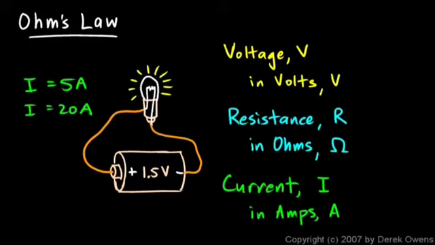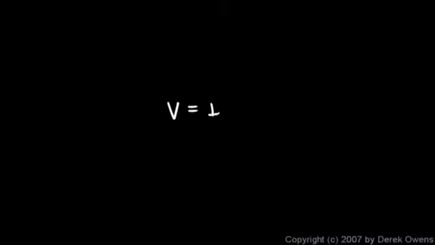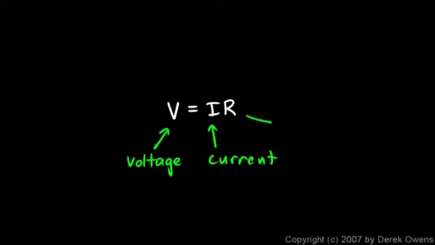Amps is the unit. Now, here's Ohm's law. These three things, the voltage, the resistance, and the current, are all related by a nice simple mathematical equation. And this is it. V equals I times R. V is the voltage, I is the current, and R is the resistance. And this equation is known as Ohm's law.